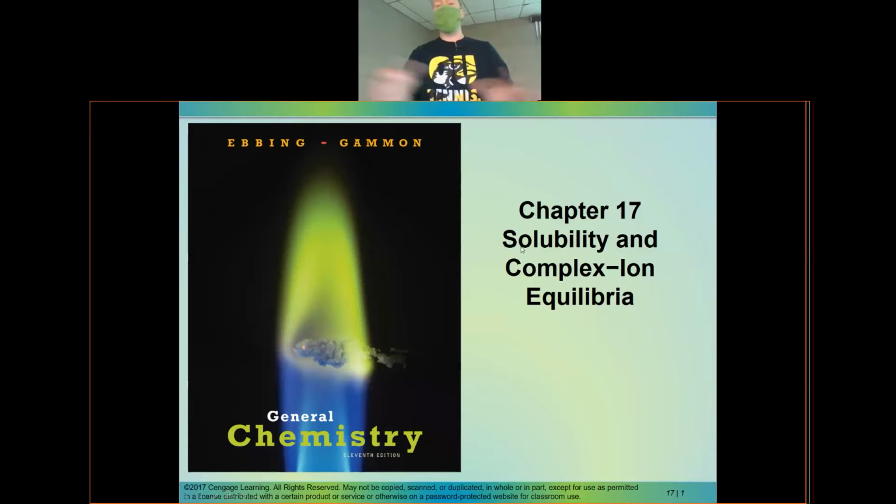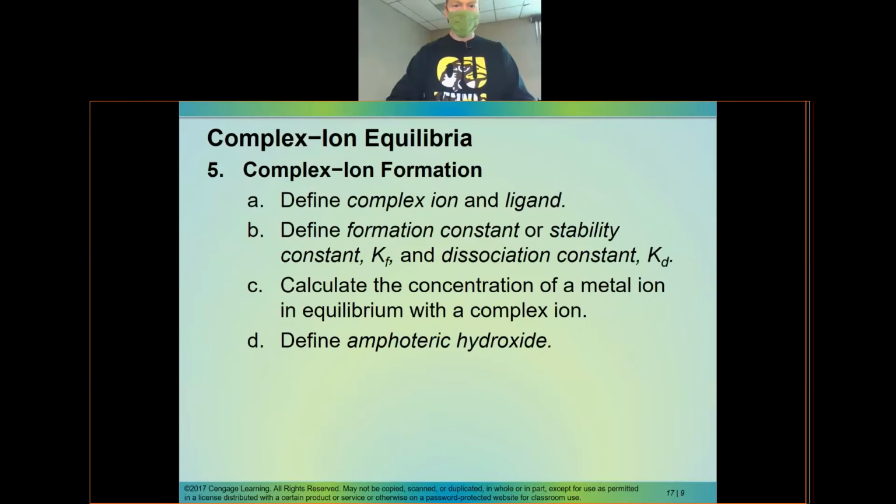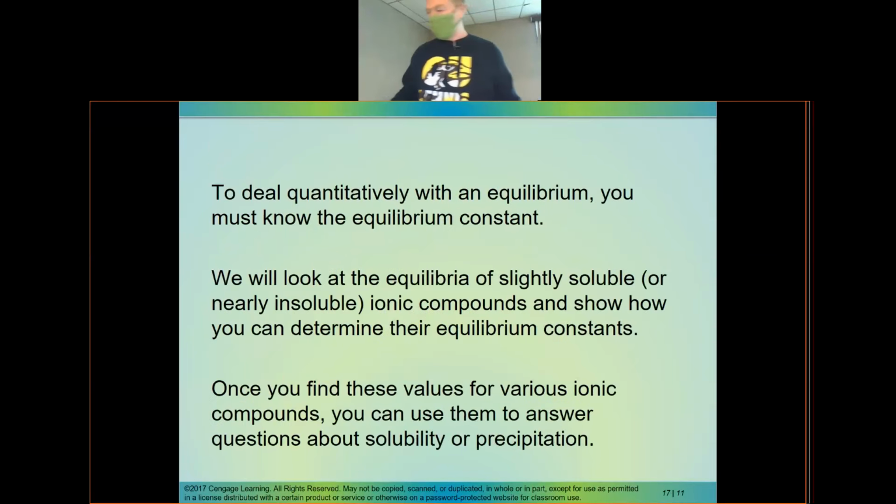So we're going to have a solid going to aqueous ions. And so we're going to multiply those ions. And so this is going to be called a KSP. The SP is for the solubility product. All right.